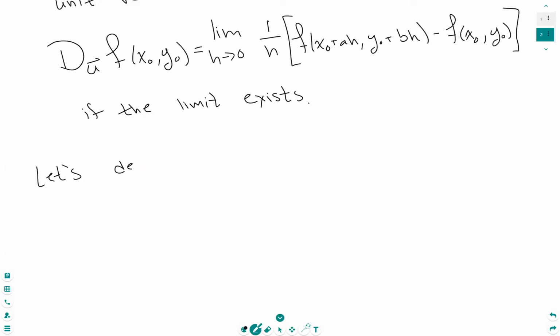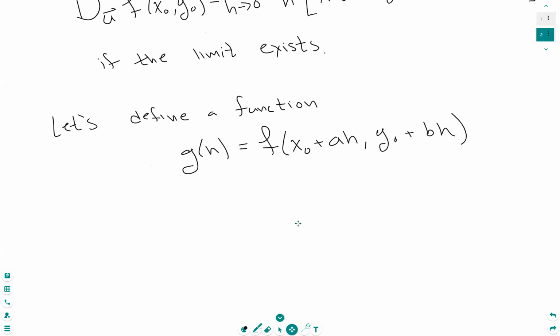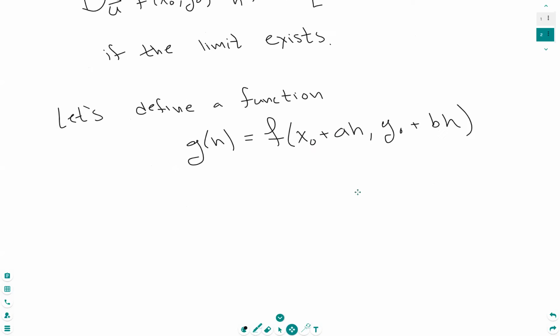So let's define a function. We'll call this g of h, which is our function f at x naught plus a times h, y naught plus b times h. Remember, our x naught and y naught are constants here, and our a and b are also constants. It's the direction that we're going in. So this is just a function of one variable, h, if we consider x naught, a, y naught, and b all constants.